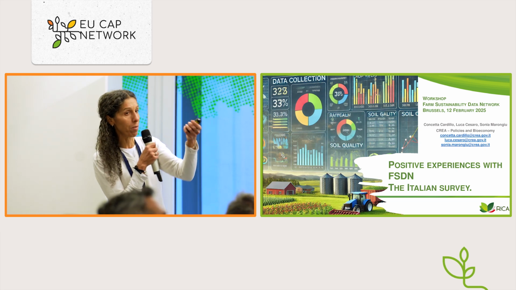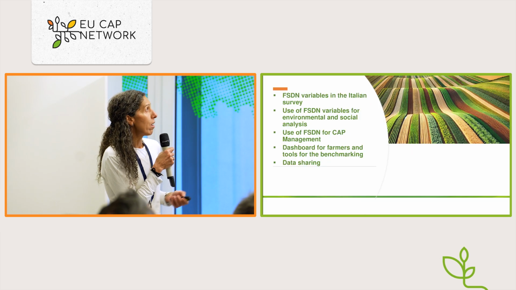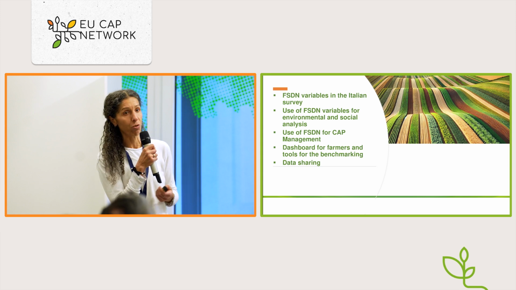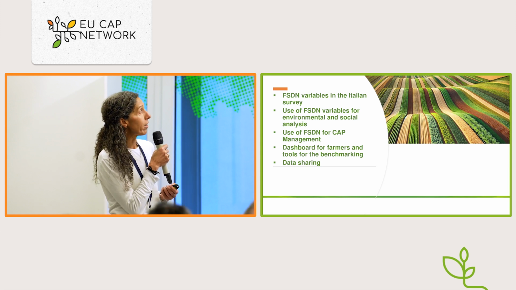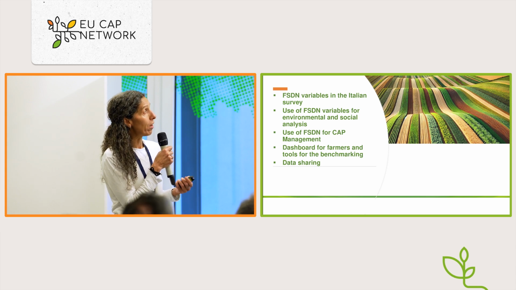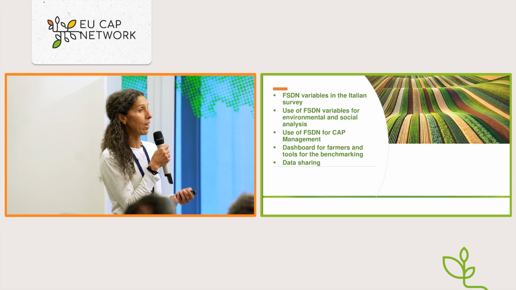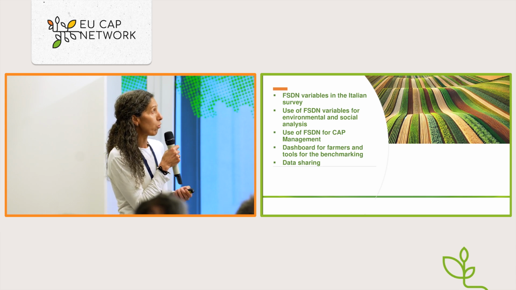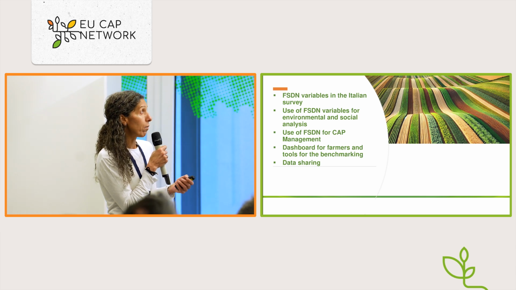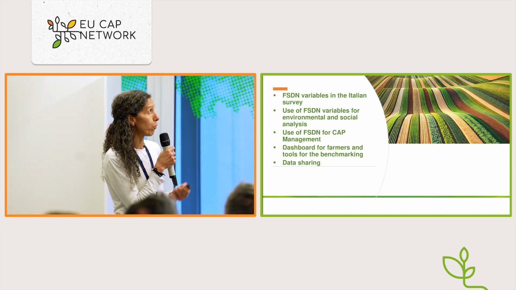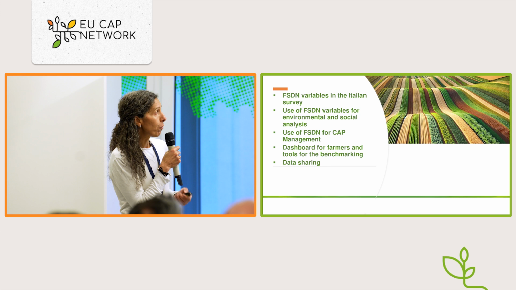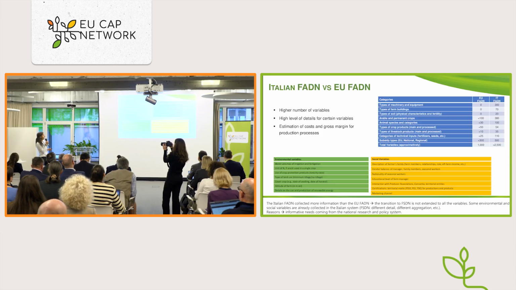Of course, I shared the presentation with my colleague Concetta and with Luca Cesaro. My presentation is divided in 5 points. First of all, I will talk about some characteristics of the survey in Italy, of the FSDN in Italy. Then I will talk about the use of FSDN variables for environmental and social analysis, and also some words about the use that we have done for the CAP management, for the evaluation and the monitoring of the common agricultural policies. Some words even on our tools for the farmer. It is a kind of dashboard for farmers, and it is a tool that we use also for benchmarking. And finally, some aspects concerning data sharing.